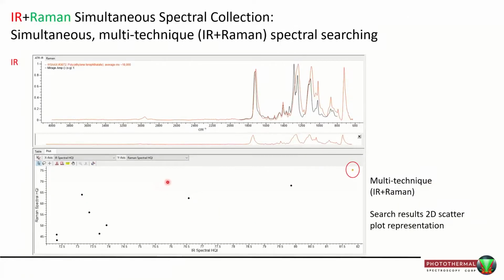Okay. And with the help of Wiley and their spectral searching engines and databases, with the simultaneous infrared Raman collection, you can also do simultaneous searching, which means at the same time you can search your Raman and infrared databases and have the results presented not as two separate lists, but as a 2D scatter plot, where the upper right-hand quadrant shows a data point or a hit that has a high IR hit quality index and also a high Raman hit quality index, so giving you confidence that that indeed is a good fit, one that you can trust.